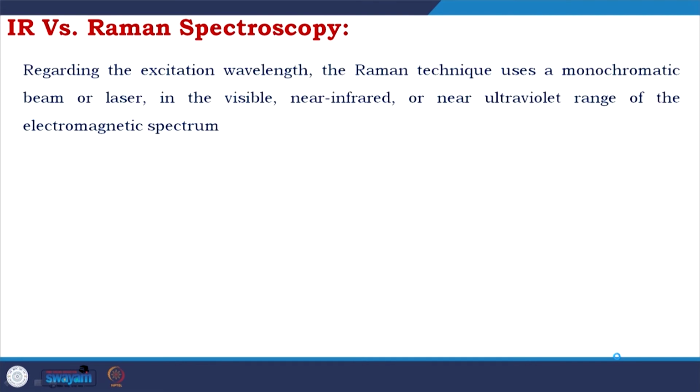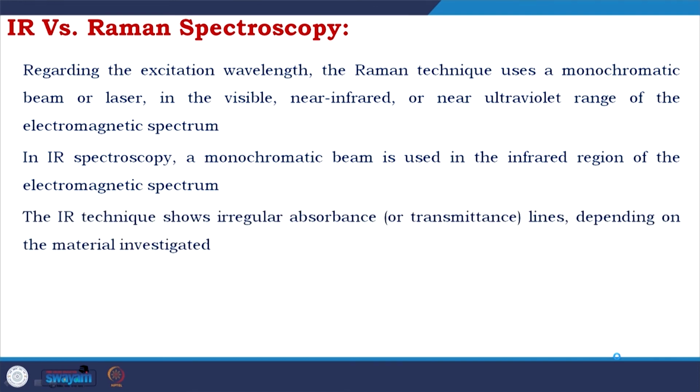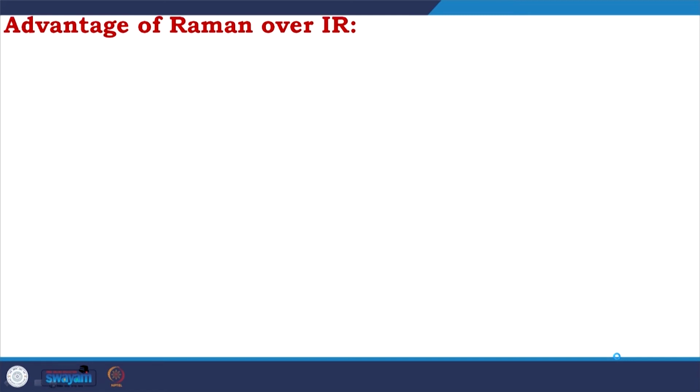IR versus Raman spectroscopy. Regarding the excitation wavelength, the Raman technique uses a monochromatic beam or laser in the visible, near infrared or near ultraviolet range of the electromagnetic spectrum. In IR spectroscopy, a monochromatic beam is used in the infrared region. The IR technique shows irregular absorbance lines depending on the material investigated. The Raman spectrum mainly comprises the elastically scattered light line, Rayleigh, and two equally distant lines, Stokes and anti-Stokes.